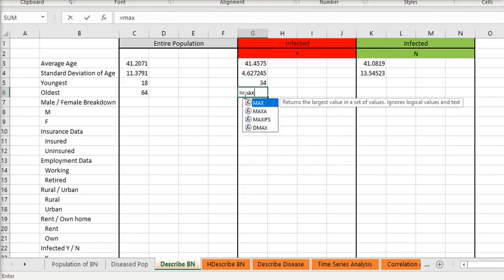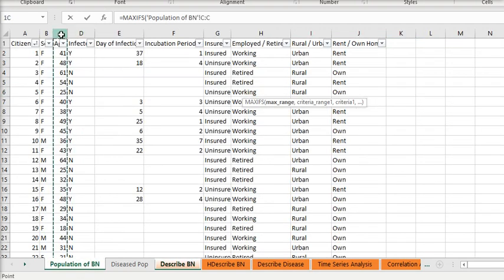So to find max, we're going to do MAXIFS. And we're going to do very much the same setup.